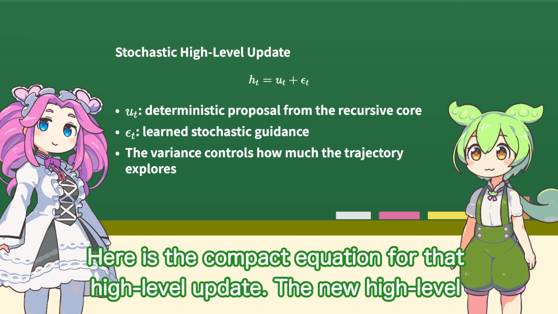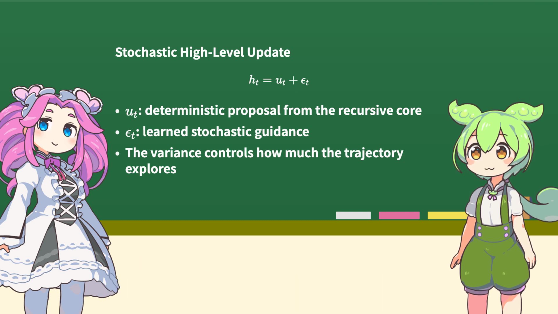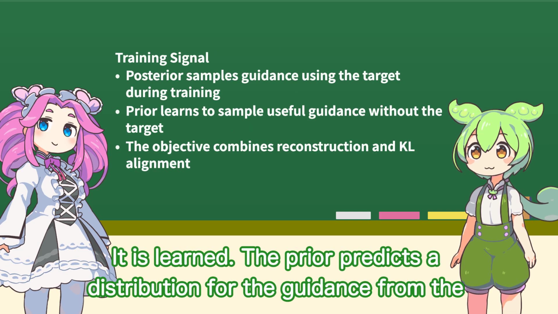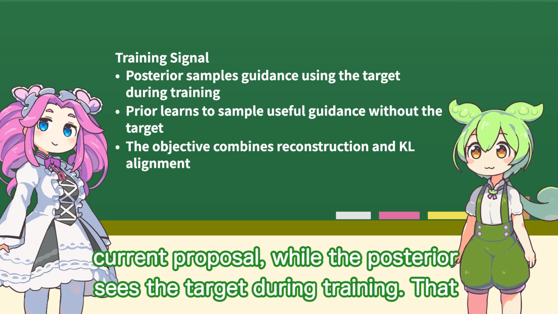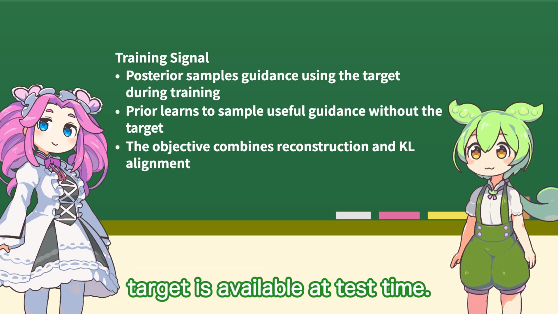Here is the compact equation for that high-level update. The new high-level state equals the deterministic proposal plus stochastic guidance. Is the noise just random shaking, or is it learned? It is learned. The prior predicts a distribution for the guidance from the current proposal, while the posterior sees the target during training. That variational training teaches the prior which directions are useful before the target is available at test time.